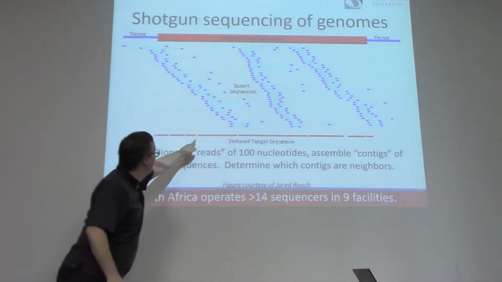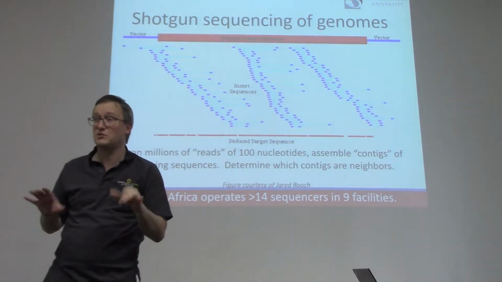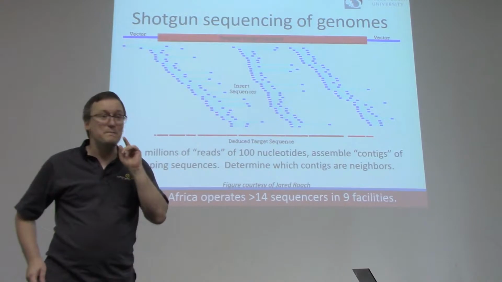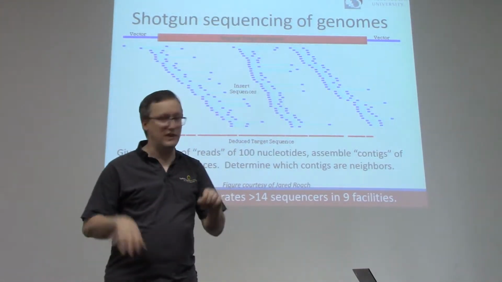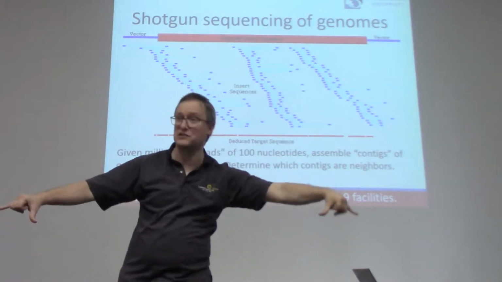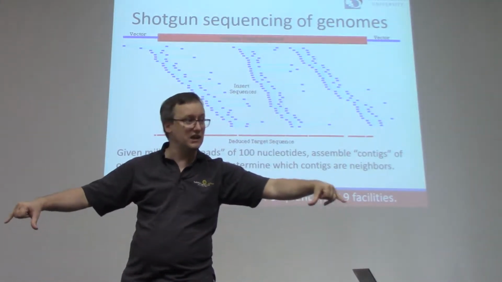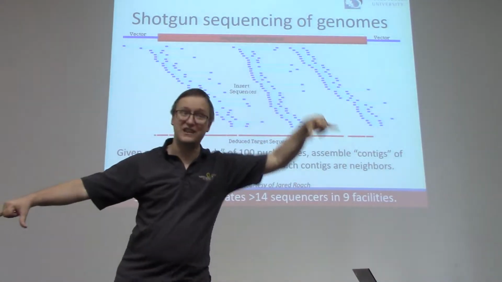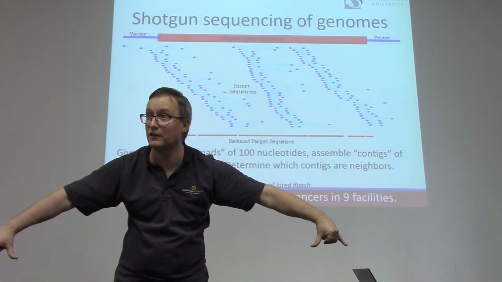But we still have some amount of unclosed gap between these contigs. The magic of paired end sequencing is that because we know that this patch of sequence and that patch of sequence are from the same physical piece of DNA, if this is in one contig and this is in another, we know these contigs border each other.